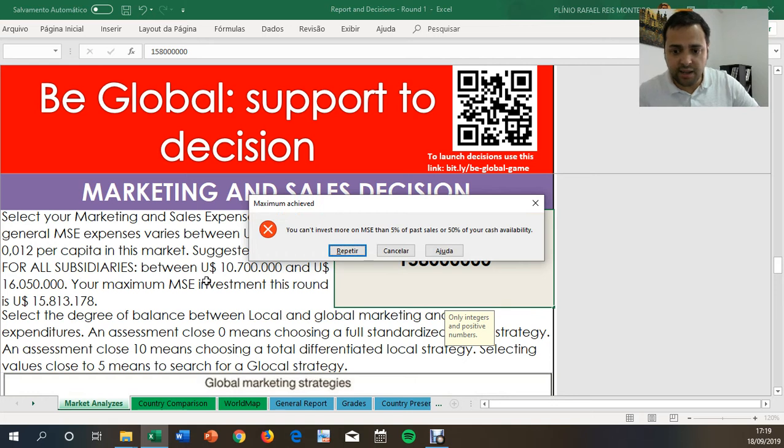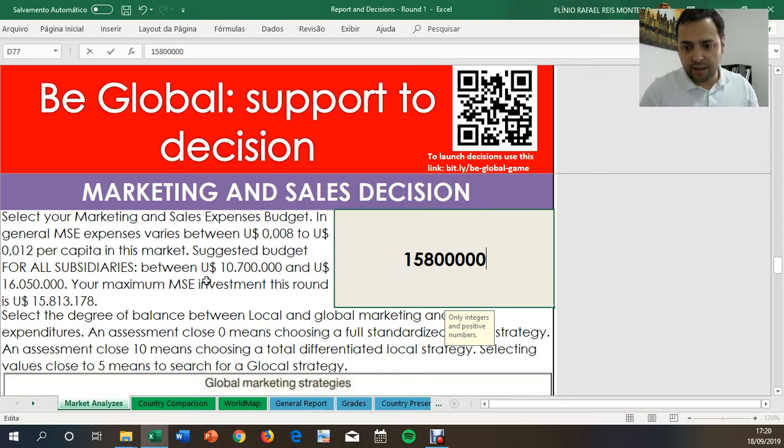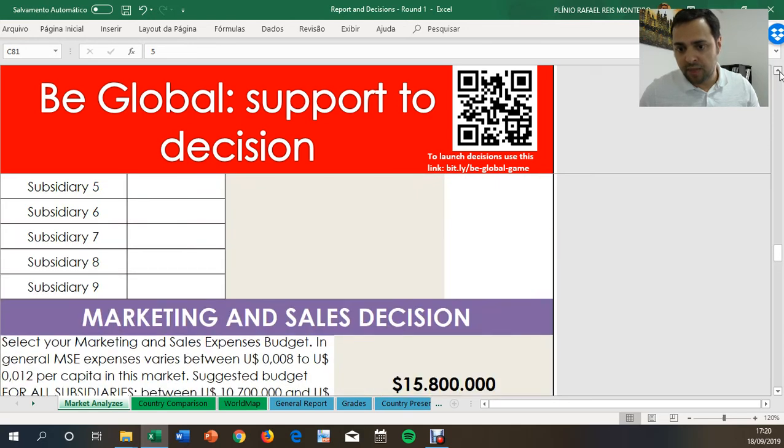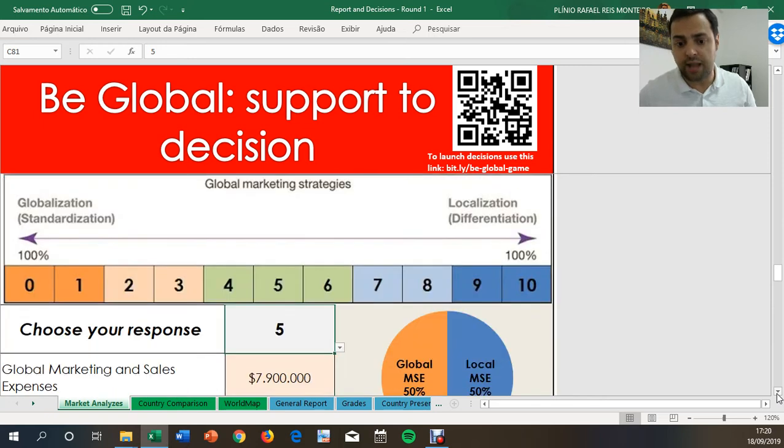As you can see here, I tried to put a very large number, and it's telling me that I can't invest more than 5% on marketing sales expenses. It cannot be higher than 5% of my past sales or 50% of my cash availability. So I need to correct the number, and now it's working. I'm basically spending very close to $16 million on that.